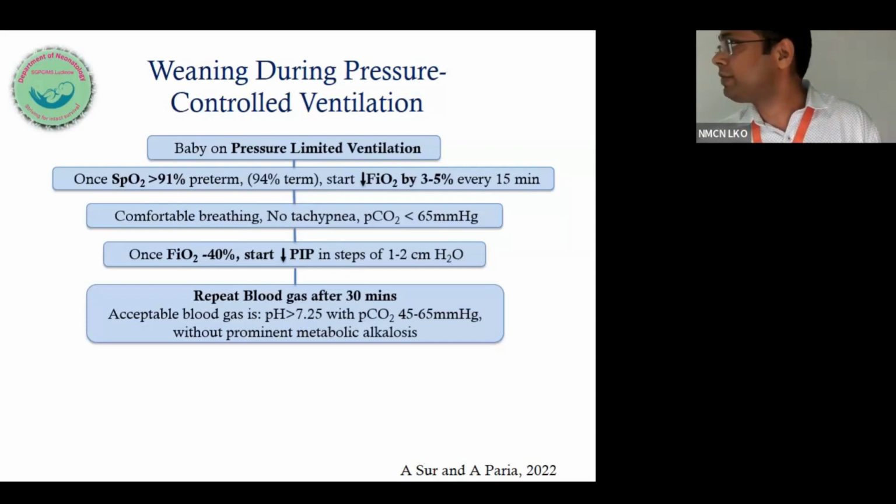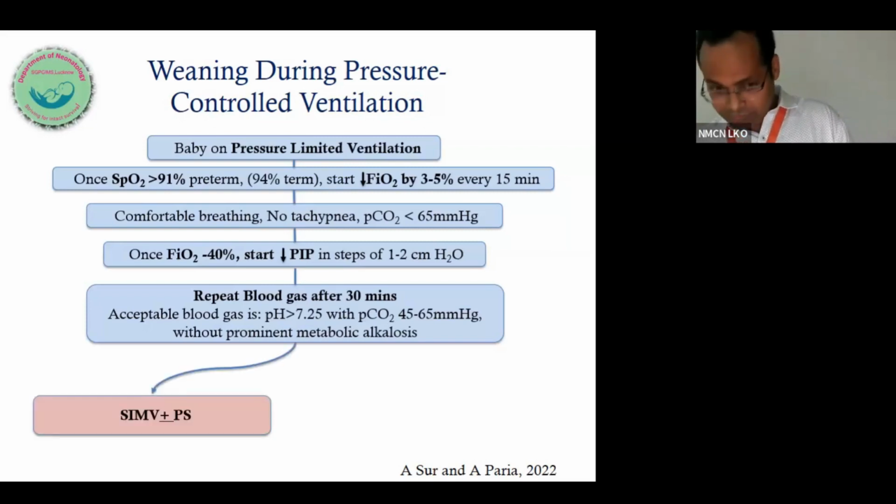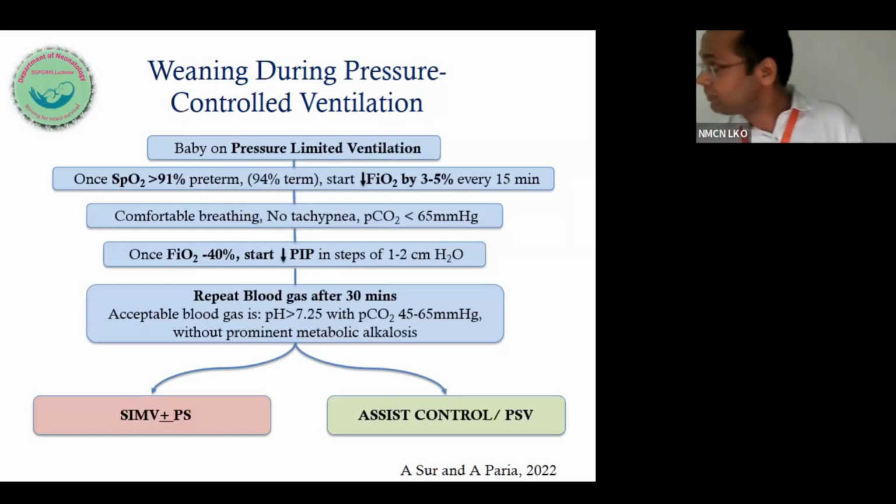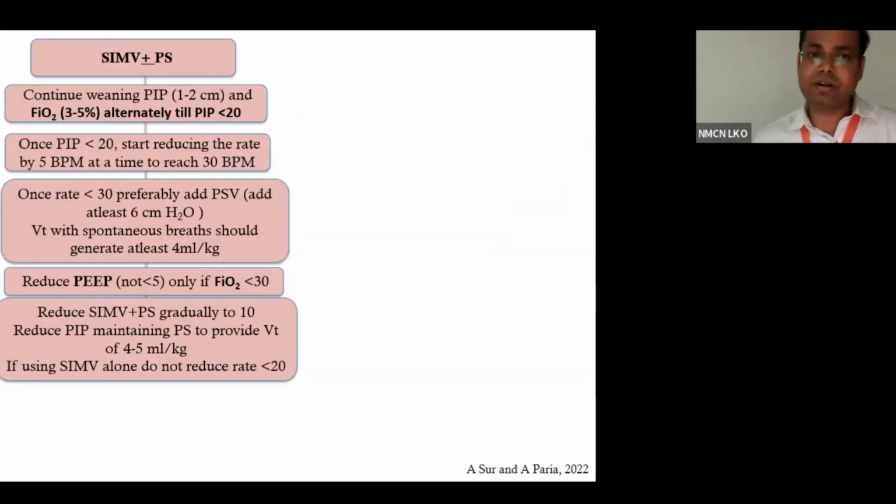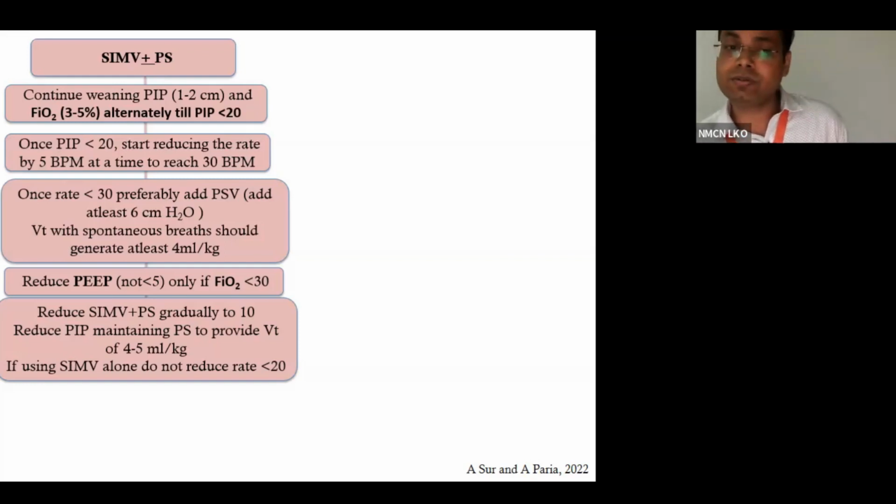Then the blood gas should be repeated every 30 minutes, until acceptable blood gases have been reached. For example, pH is more than 7.25 and PCO2 is between 45 to 65 millimeters of mercury, without any prominent metabolic acidosis. Suppose our child is on SIMV plus pressure support ventilation, then we should continue weaning the PIP and FiO2 alternately till the PIP is about 20. And once the PIP is less than 20, we should start weaning the rates also.